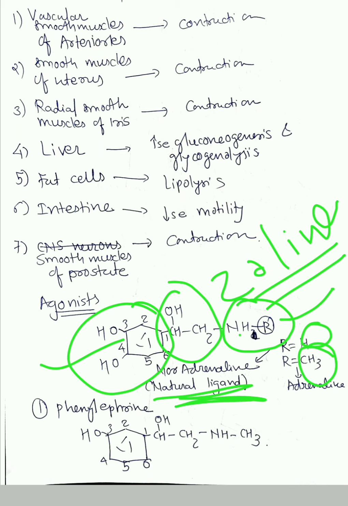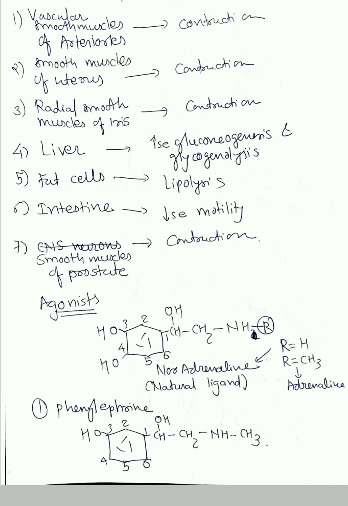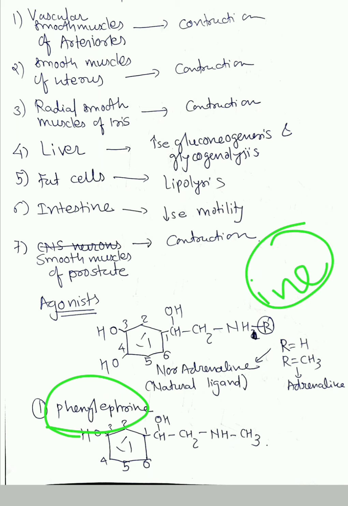So we will modify the structure of these moieties so we can get the drug structure. The first one in this category is phenylephrine. Now this doesn't end with zoline, but it ends with INE. So this is an exception. Phenylephrine, the first alpha 1 agonist.